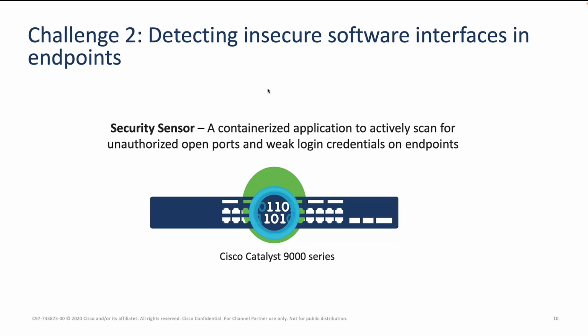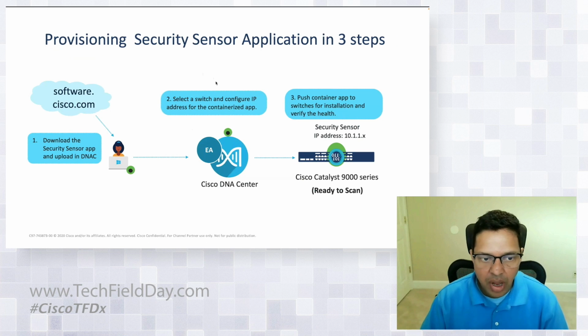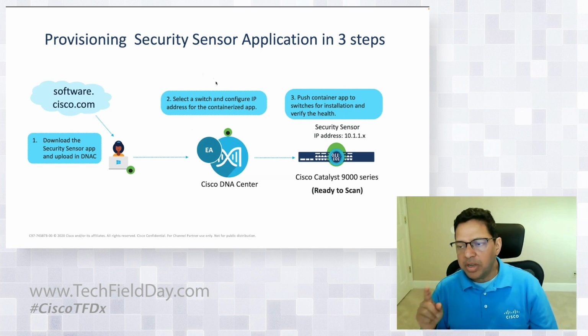We wanted a way to scan these endpoints from the edge. Now Cat9K has a way of getting an application installed as a container. That's called security sensor. So we want to call this application security sensor, and this is actually pushed from DNA Center. So we want to take advantage of the edge to scan these endpoints. That's the idea. There are two pieces to it: the provisioning piece and the scanning piece. Let's talk about the provisioning piece first.